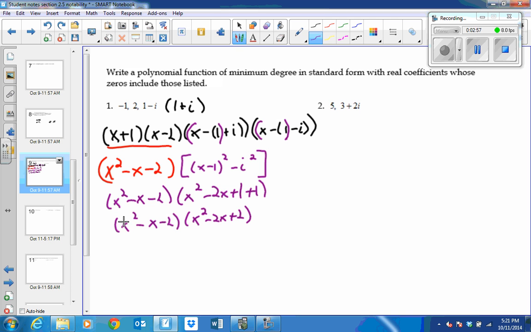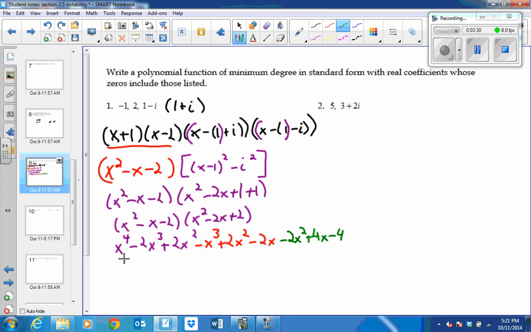So I'm going to multiply this first term times all three terms first. So we're going to get x to the 4th minus 2x to the 3rd plus 2x squared. Now I'm going to multiply the middle term times everything, and I'll switch colors as I do it. So we're going to get minus x cubed plus 2x squared minus 2x. And now I'm going to multiply this last term times everything in that. So minus 2x squared plus 4x minus 4.